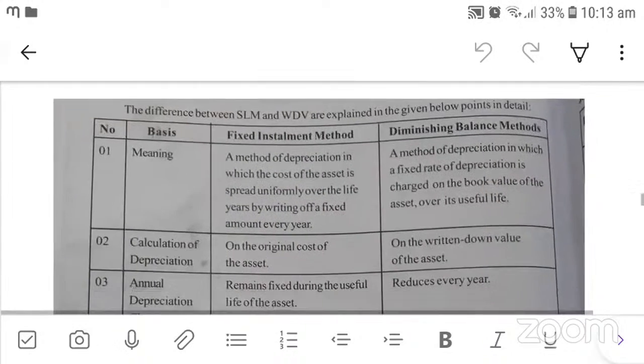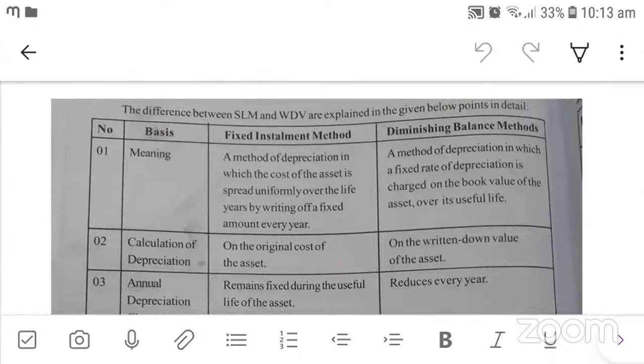Now, the difference between the straight line method, which we learned in the last class, and the written down value method, which we have discussed in this class. We can observe the differences between these two in the following. Meaning: a method of depreciation in which the cost of the asset is spread uniformly over the life years by writing off a fixed amount every year.